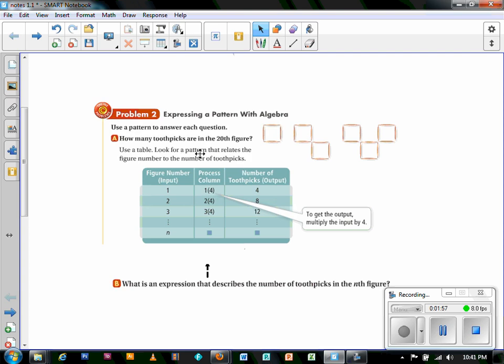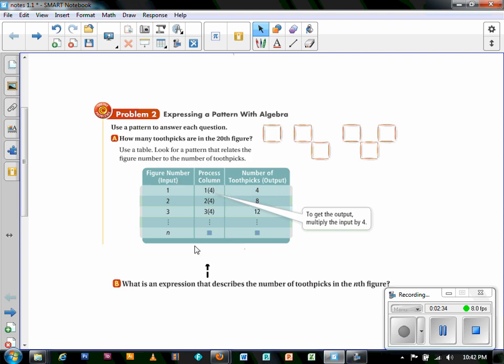How many toothpicks are in the 20th figure? As you can see here, in the first diagram, we have 4 toothpicks. The second one, we have 8. The third one, we have 12. So what I would like you to do is create a table like this. Our first column is going to be called the input. That's the figure number that you're on. The last column is the output. That's how many toothpicks we're going to end up with. And the middle column is called the process column. That essentially is how we are going to get the output from the input.